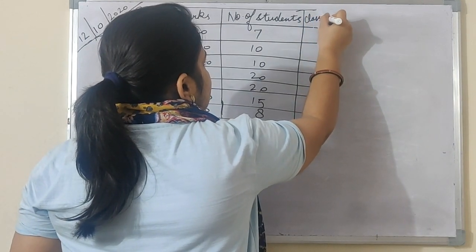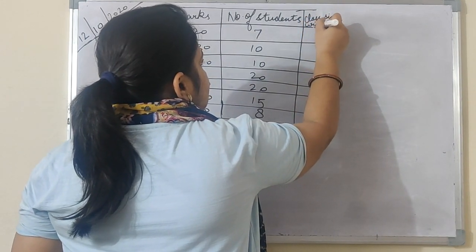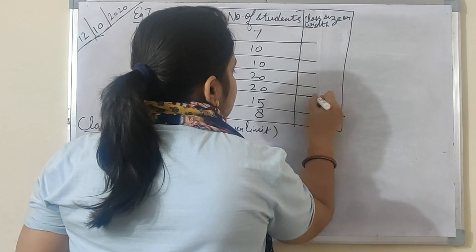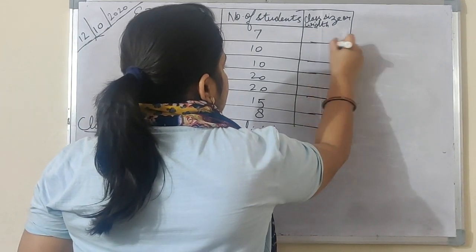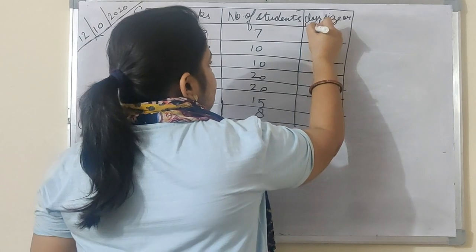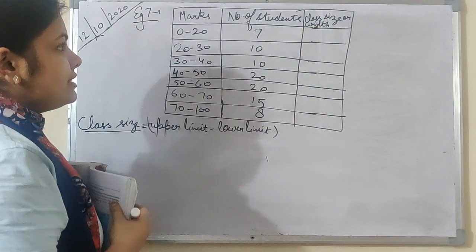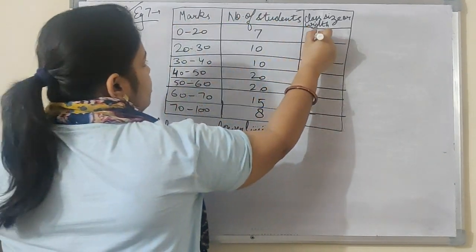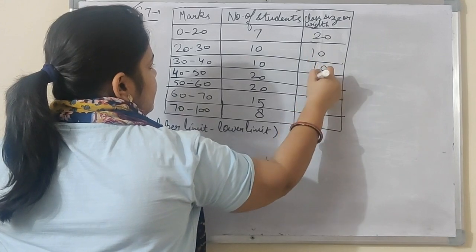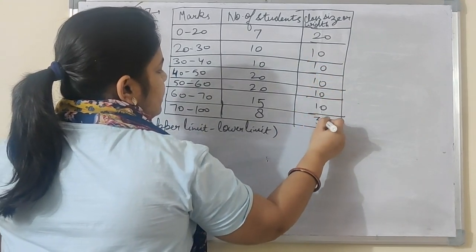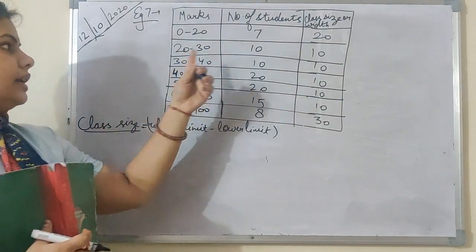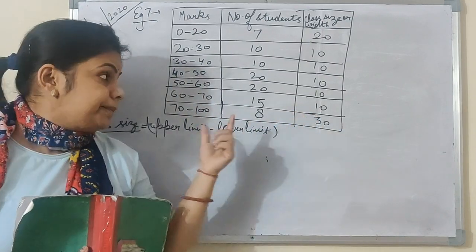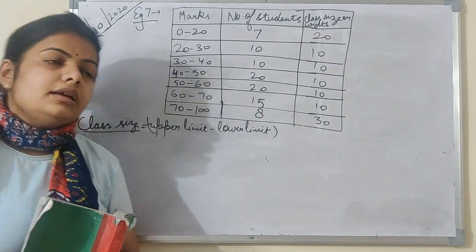Now for class size, or you can say width, first I am telling you how to make a new frequency distribution table. Okay, before that, let me tell you only about class size. If we find class size by using this formula, you will get 20 minus 0, 20, then in the next 10, 10, 10, 10, and then in the next 30. You will observe 30 minus 20, 10, 40 minus 30, 10. Then again similarly till here you will be getting 10. Then 100 minus 70, you will be getting 30.